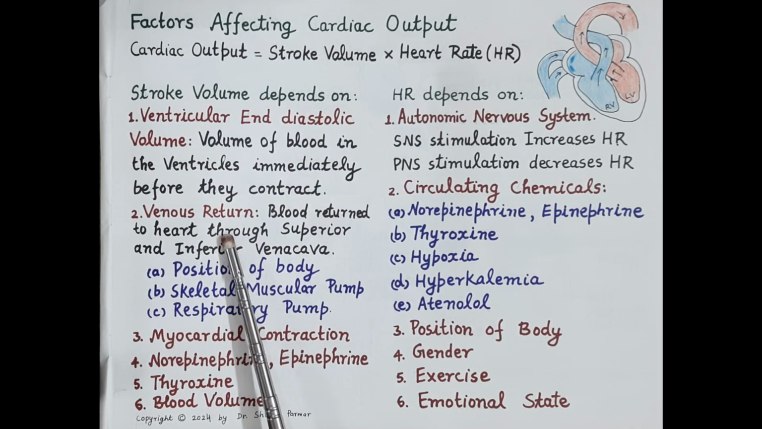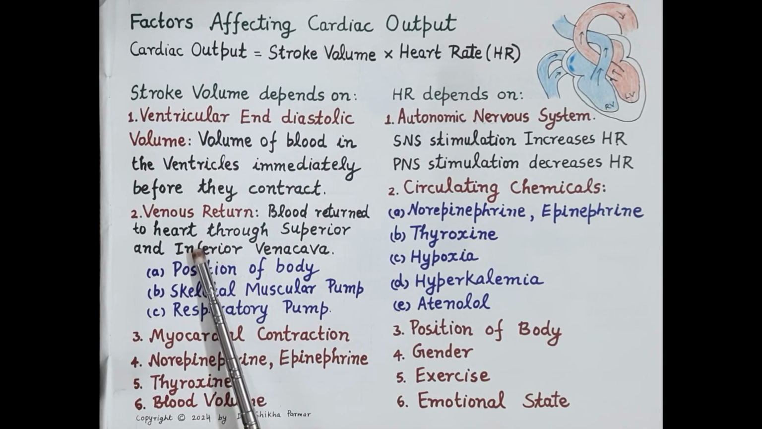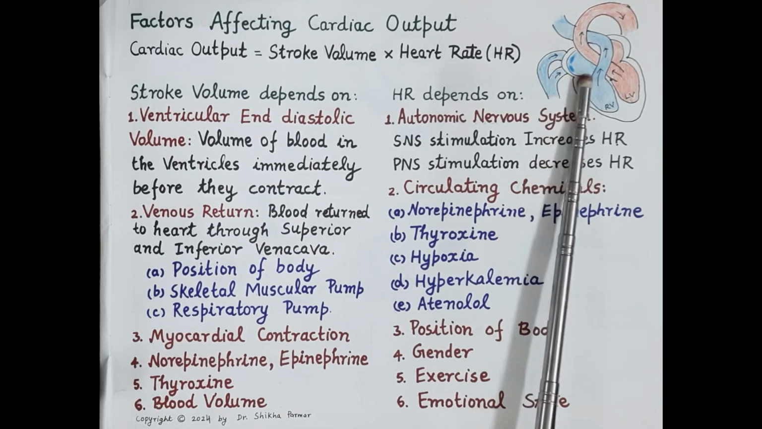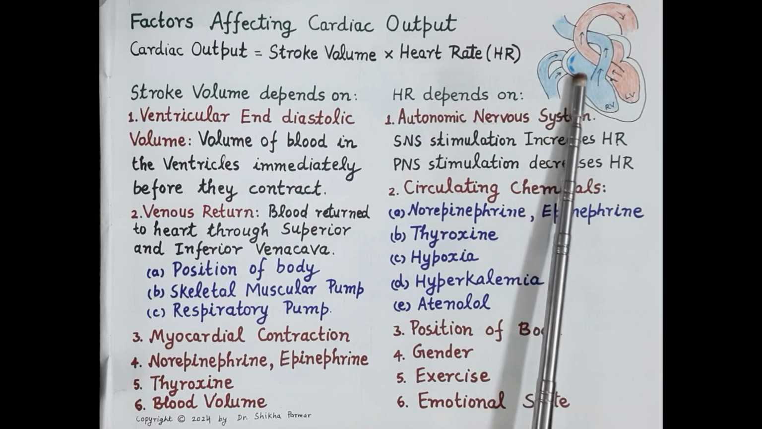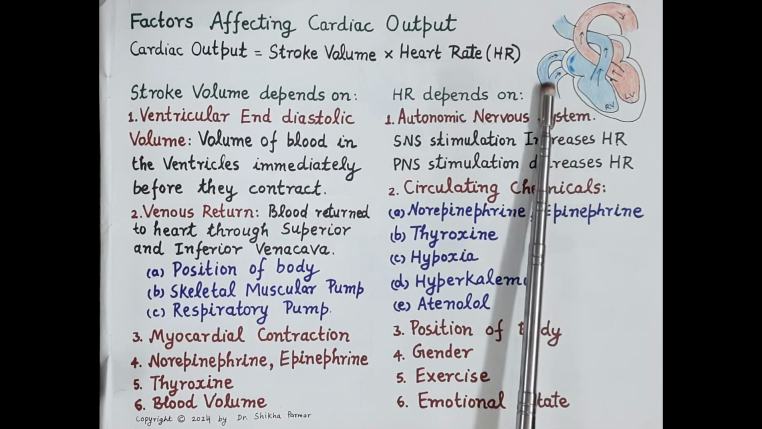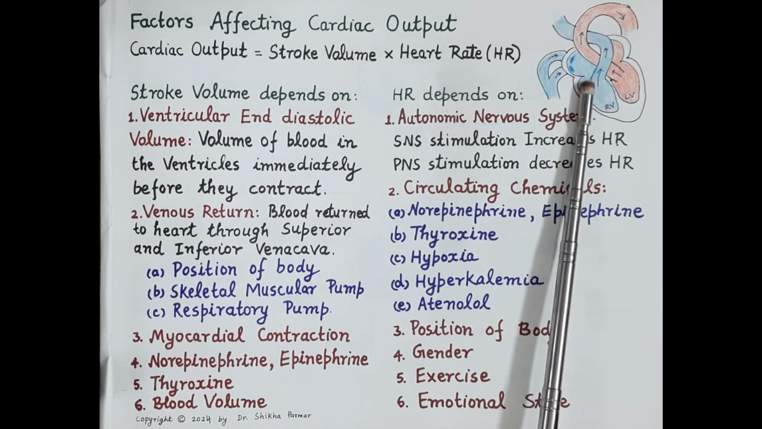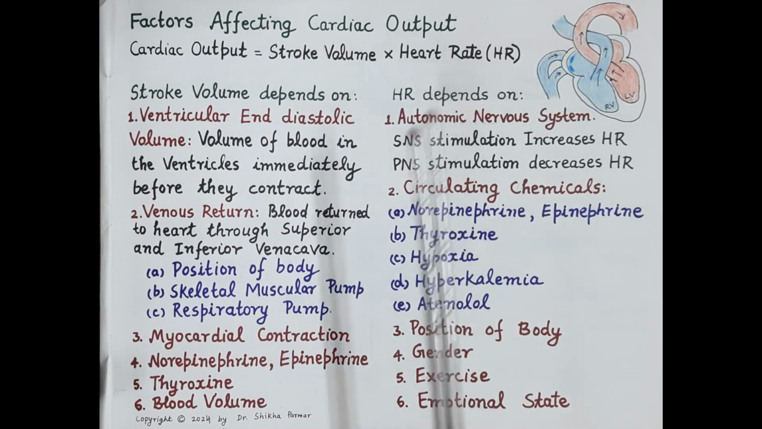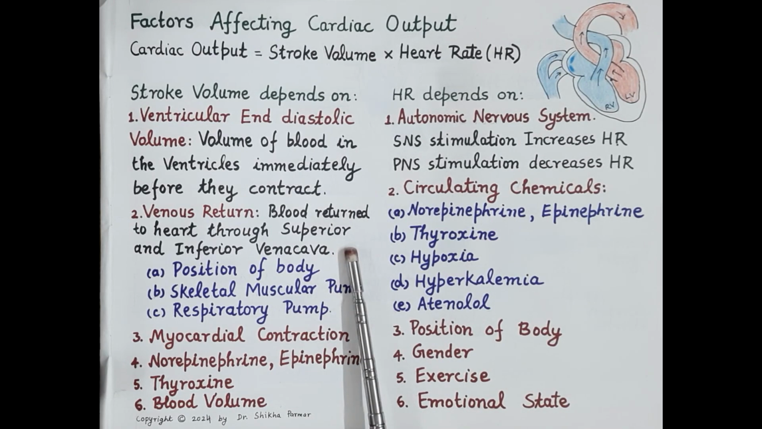Another important factor is the venous return. Venous return is the amount of blood that returns to the heart through the superior and inferior vena cava. Now look at this figure. The heart receives the blood from the superior and inferior vena cava. The more the volume of blood received by the heart, the more will be the volume of blood that is ejected by the heart. So the more the venous return, the more will be the cardiac output.